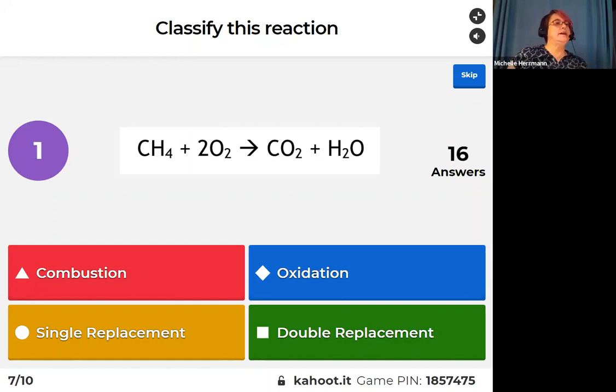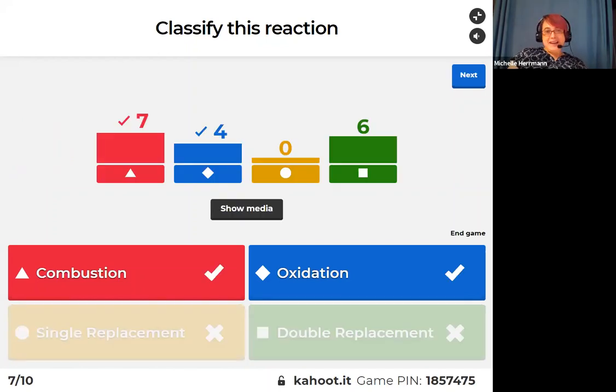Miss Herman, you didn't read this one aloud. You're right, I didn't. I'm so sorry. Okay, this one has 2 right answers. Let's take a look at it.